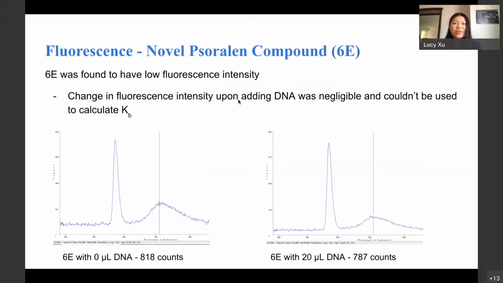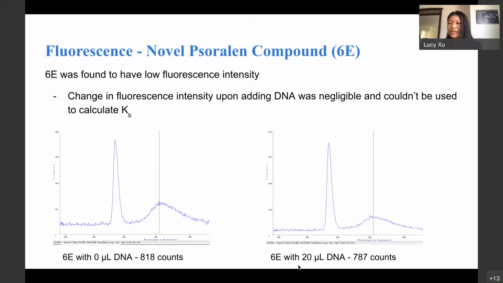So then we proceed with 6E, but 6E was actually found to have a pretty low fluorescence intensity, and the change in fluorescence intensity upon adding DNA was negligible, and therefore couldn't be used to calculate Kb. You can see with 0 microliters of DNA, it's at 818 counts. If you remember with AMT, that was more around 2,000 counts, so it is significantly lower. And then after adding 20 microliters of DNA, which was the same amount added to AMT, there's 787 counts. That's only like a 20 count difference. So since this change wasn't that significant, we weren't able to find a DNA binding constant.